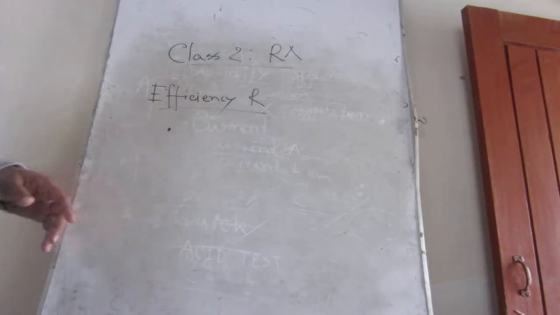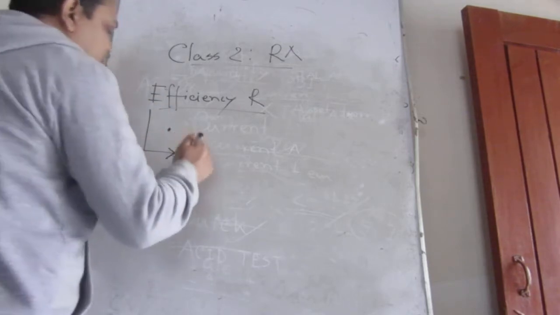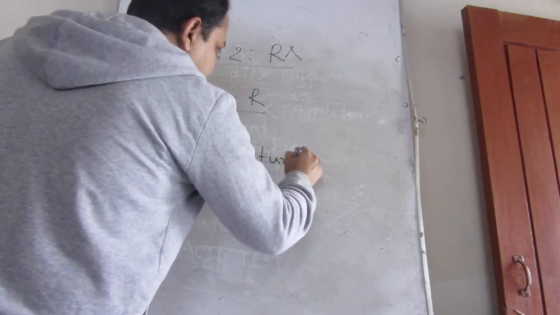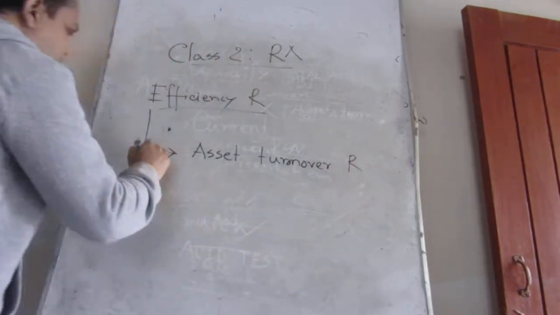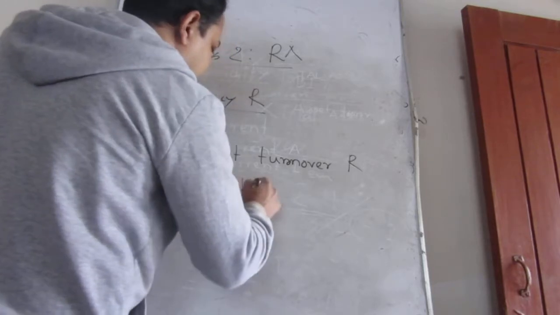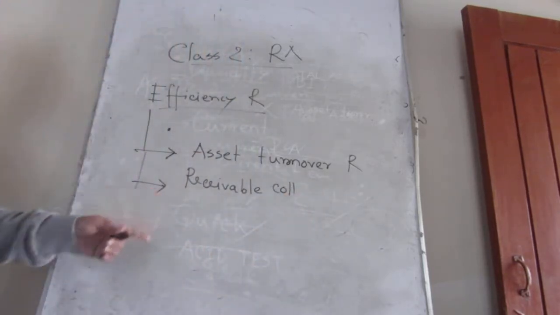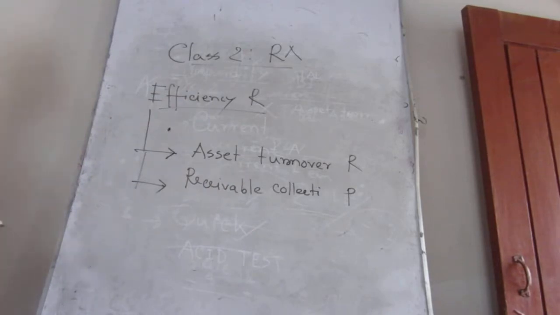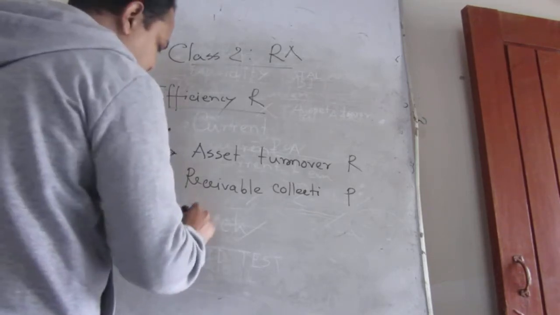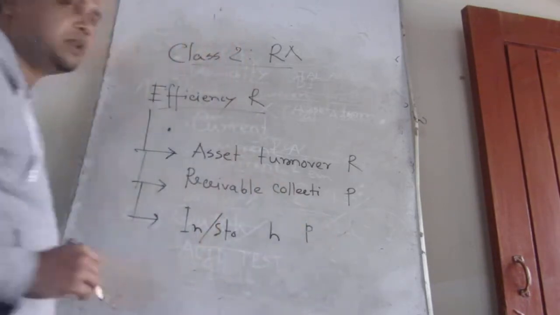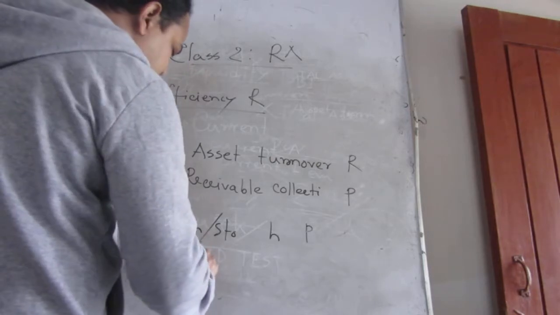So here, which ratios will we see? Number 1, asset turnover ratio. Then number 2, receivable collection period. I don't write collection period in short form, since these are on record. Receivable collection period, or it may be the average receivable period. Then we will discuss inventory or stock holding period. Then we will discuss inventory turnover.